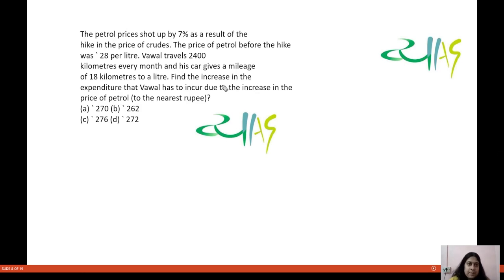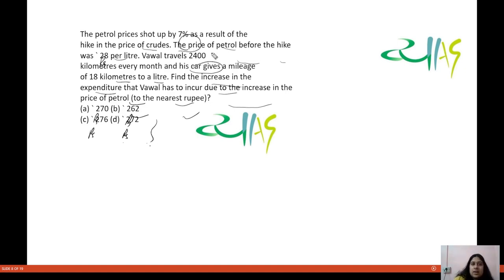What the question is saying is that petrol prices shot up by 7% as a result of hike in the price of crude. The price of the petrol before the hike was rupees 28 per liter. Vowel travels 2,400 kilometers every month and his car gives a mileage of 18 kilometers. Find the increase in expenditure that Vowel has to incur due to increase in the price of petrol, to the nearest rupee. So it is asking the price.